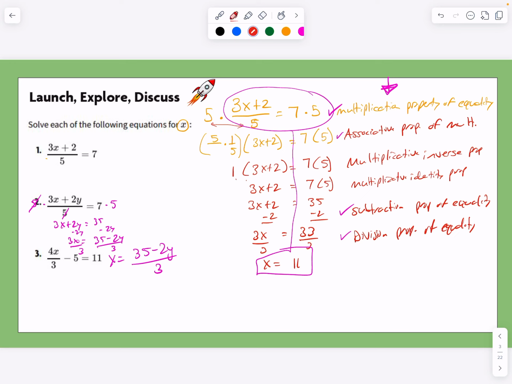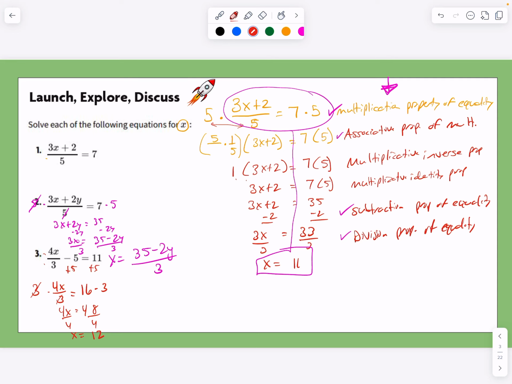When we look at the next one here, we have 4x divided by 3 minus 5. First thing I would do is add 5 to both sides. So I'm left with 4x divided by 3 equals 16. Now I'm going to multiply both sides by 3 using the multiplication property of equality. That reduces down to 4x equals 16 times 3, which is 48. We'll divide both sides by 4 using the division property of equality so that x equals, in our case here, 12.